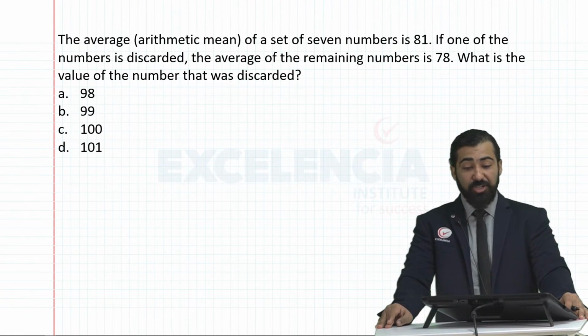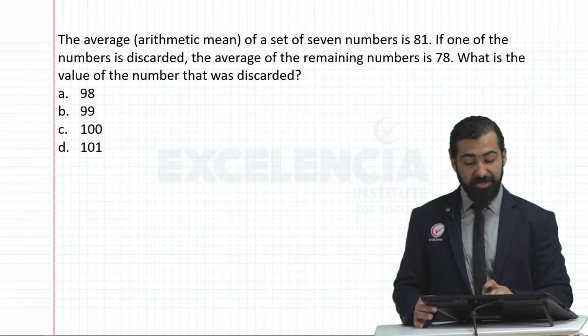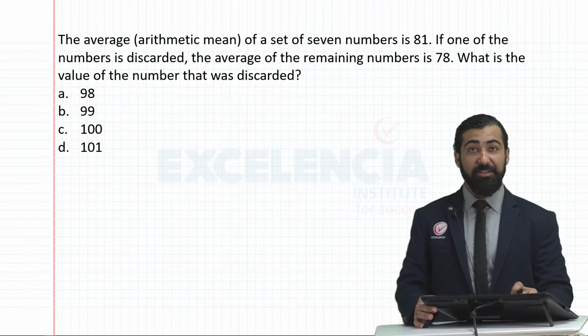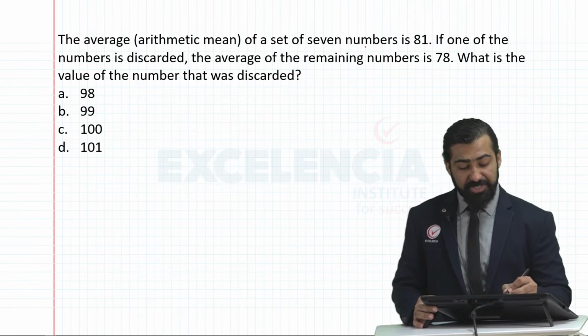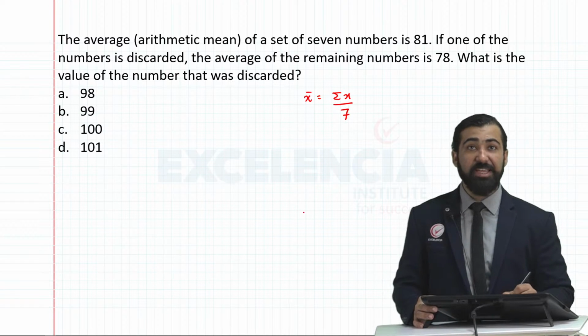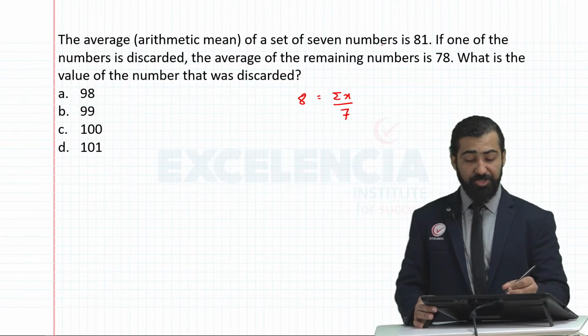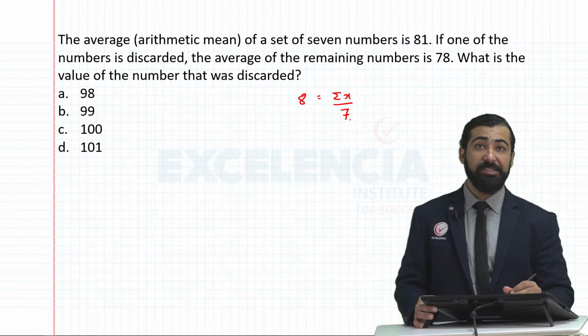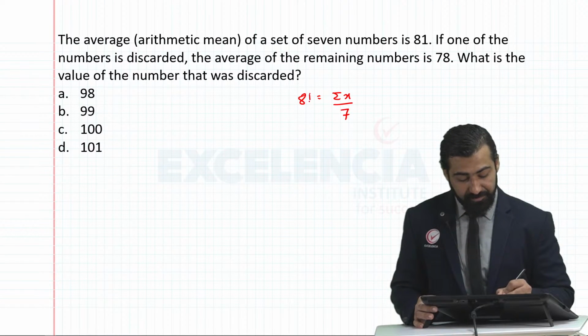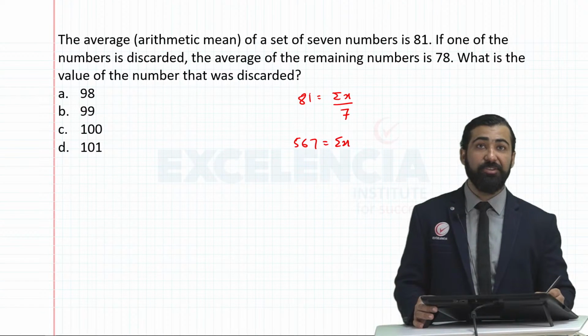So the average of a set of 7 numbers is 81. If one of the numbers is discarded, the average of the remaining numbers is 78. So my average of the 7 numbers was 81. So I'll say 81 is equal to total of 7 numbers divided by 7. So 567 is your original total.